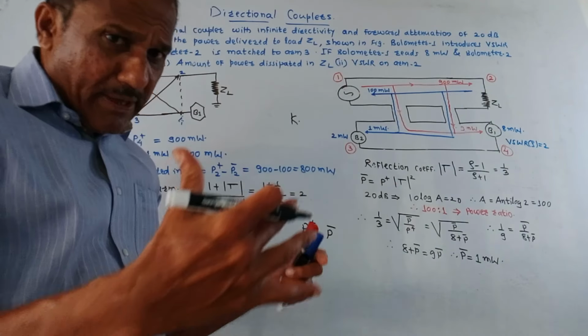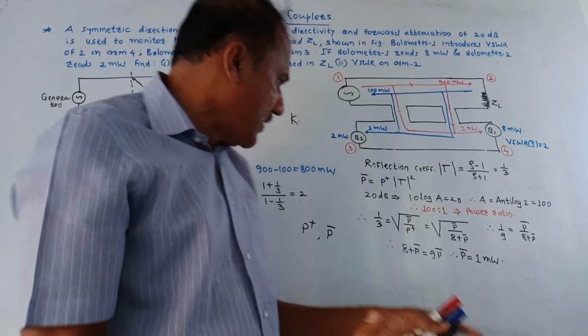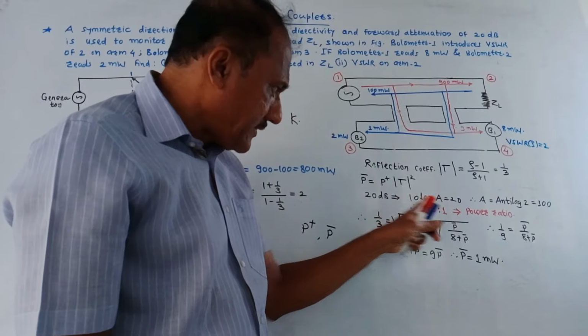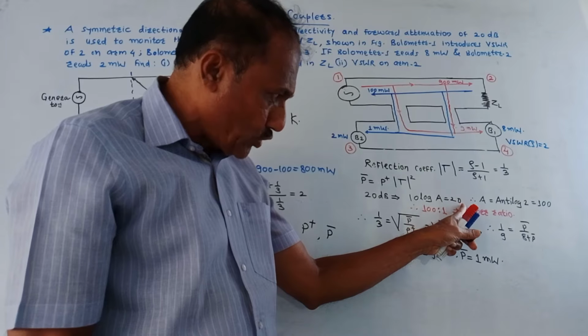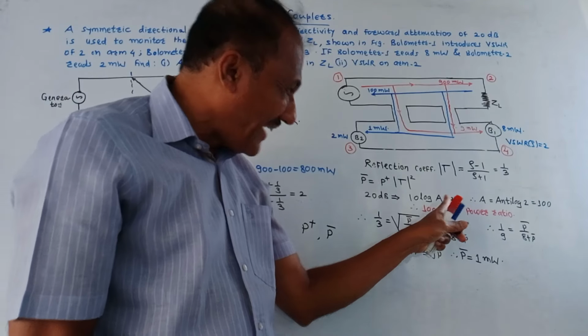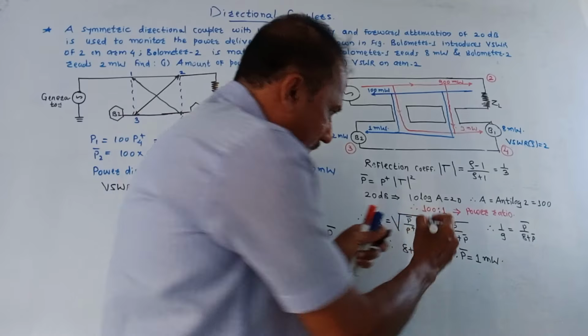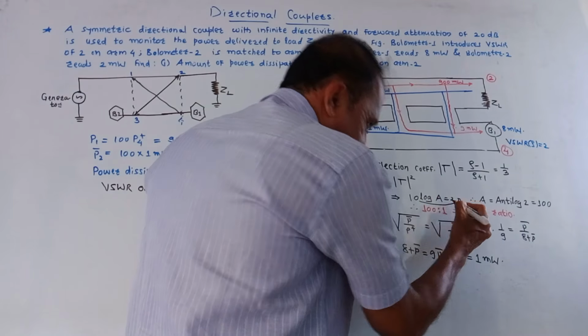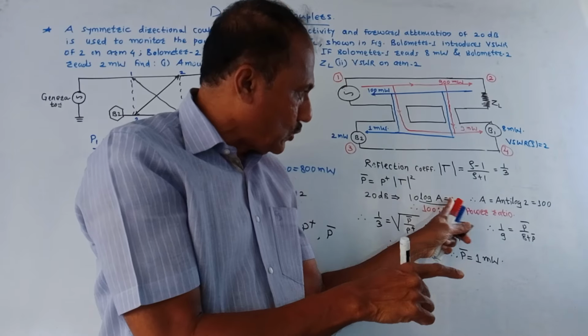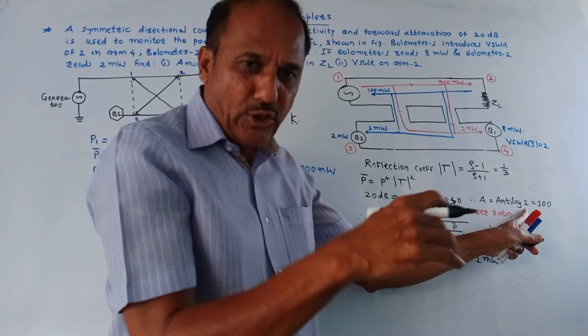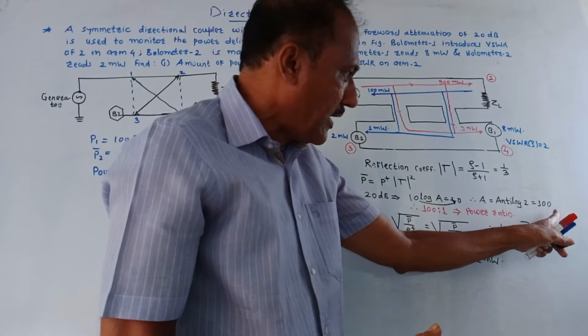Now, the next part is given attenuation is 20 dB, which is given in the question. This is given in dB. If I want to convert it into normal units, let us denote attenuation by A. So 10 log of A is equal to 20. I need to calculate the value of A. If I transfer this 10 to the RHS, it becomes log A is equal to 20 by 10, that is 2. So A is antilog of 2. Antilog means 10 raised to 2, that is 100.